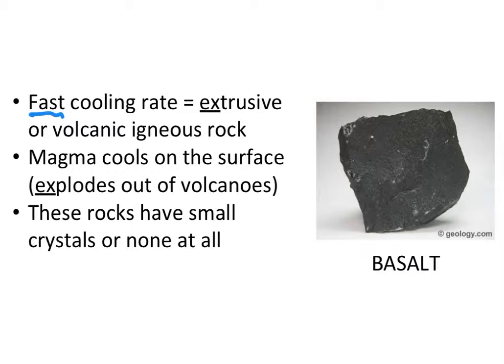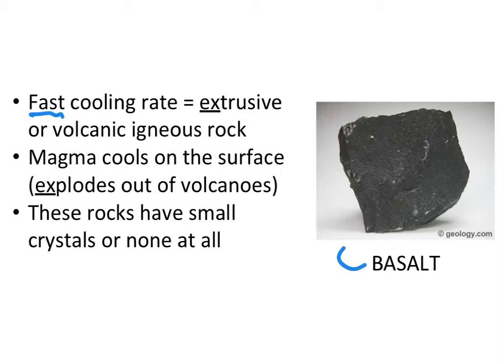And so these cool more quickly, and so they have very, very tiny crystals, or sometimes they don't have any crystals at all, because remember, as magma is cooling, it's crystallizing, meaning that's when the mineral crystals are growing. So if the magma cools off very fast, that means it's becoming a solid quickly, and those mineral crystals aren't going to have a very long time to grow. And so that's why they have small crystals.